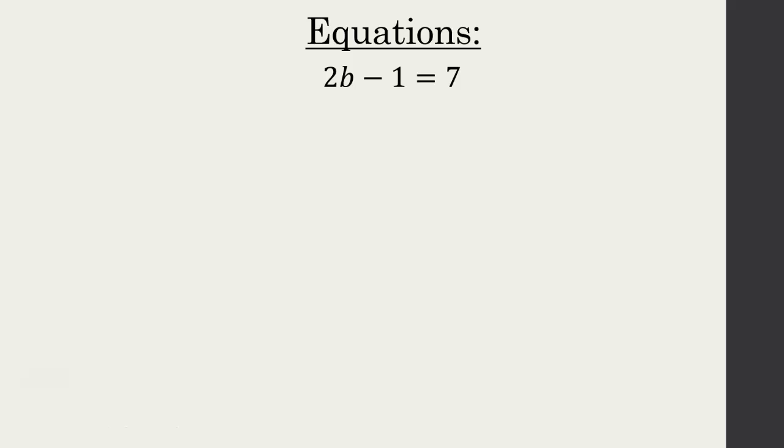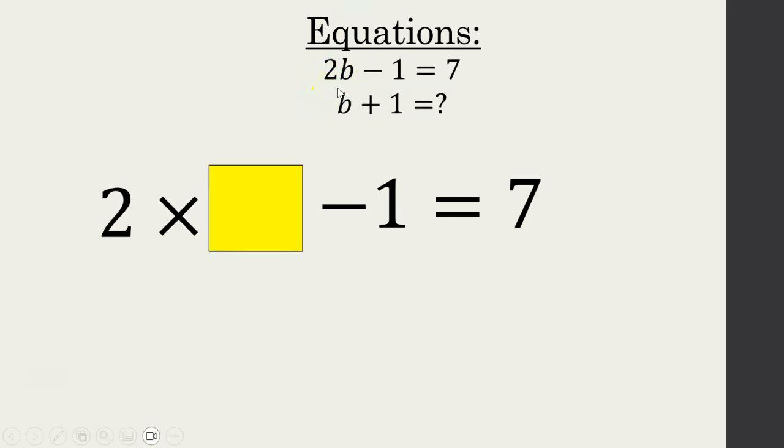Okay, a little bit of a trickier one now. 2b minus 1 is equal to 7. What is b plus 1? Now, a little bit different. 2b, what does that actually mean? That means 2 multiplied by b.